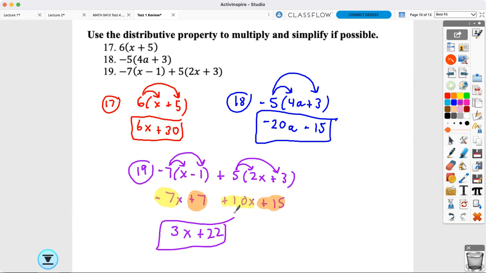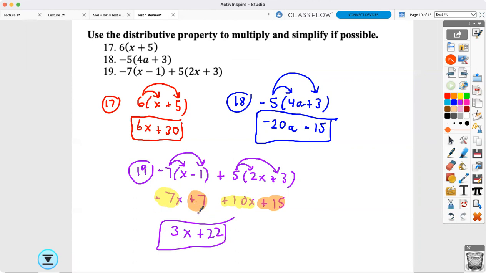What questions do we have on the distributive property? Any questions at all? I have a question. Yes. How do you know when you can combine them together? Great question.